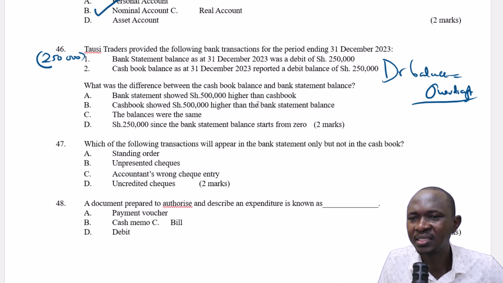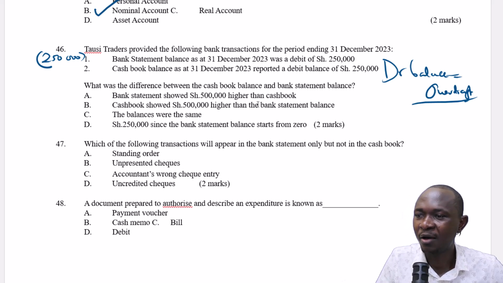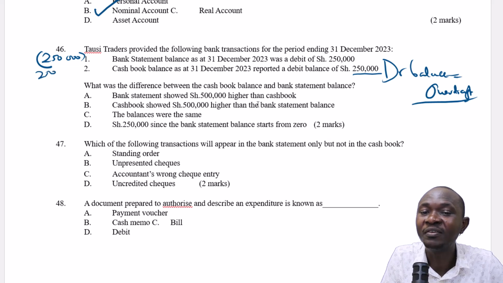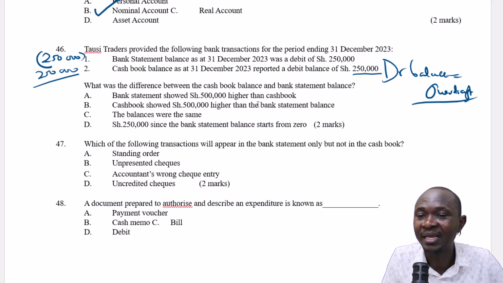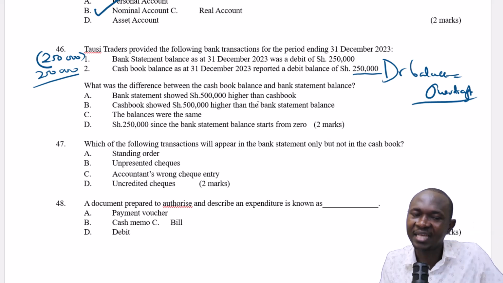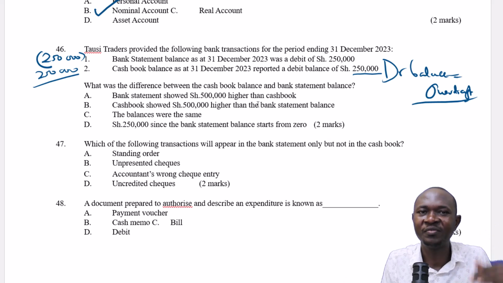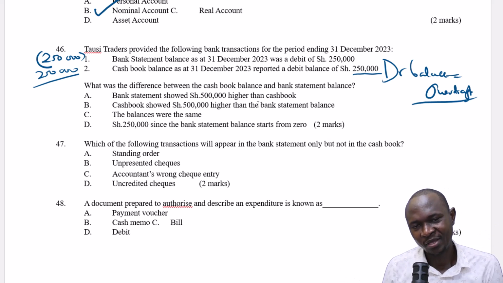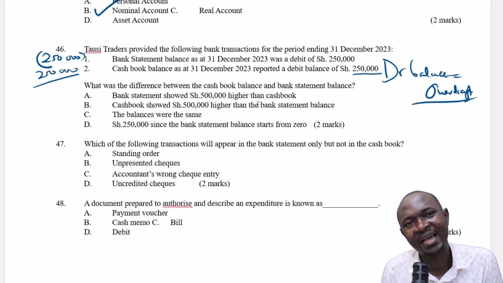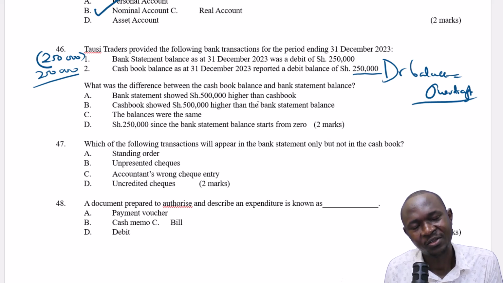Cash book balance as of 31st December 2023 reported a debit balance of 250,000. Now this is real money. Cash book shows that you have 250,000. This is your money. Debit balance in your cash book shows that you have 250,000. Now, in your cash book, you have 250,000. In the bank account, the bank shows that you have an overdraft. You've overdrawn your account by 250,000.